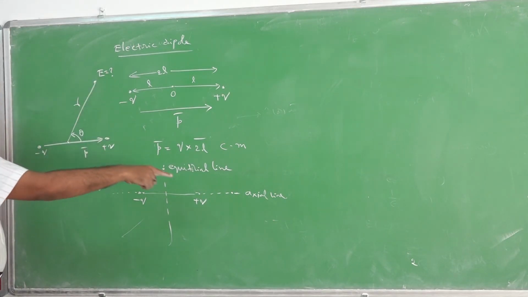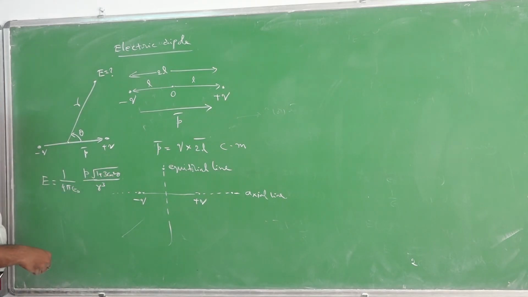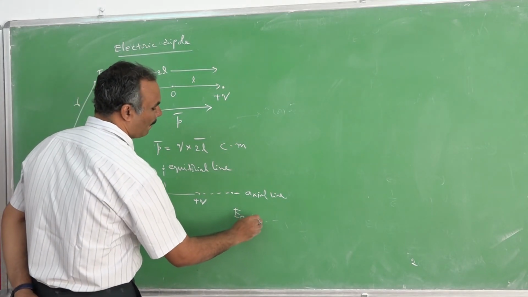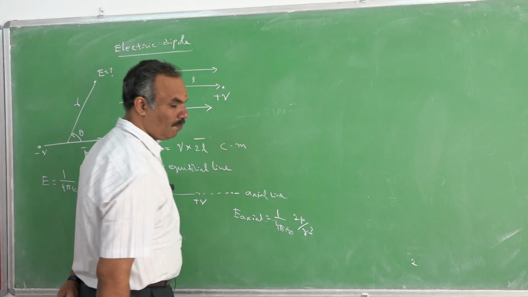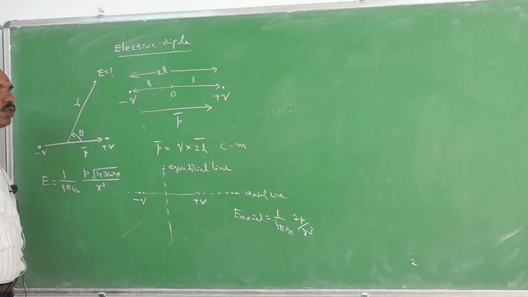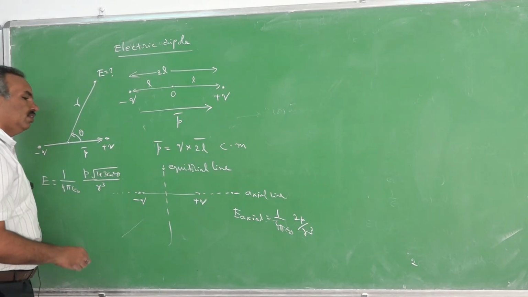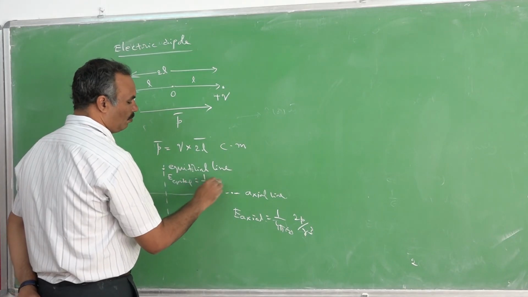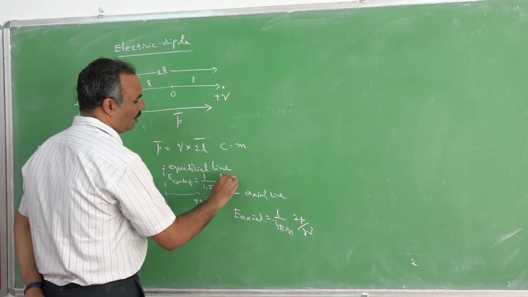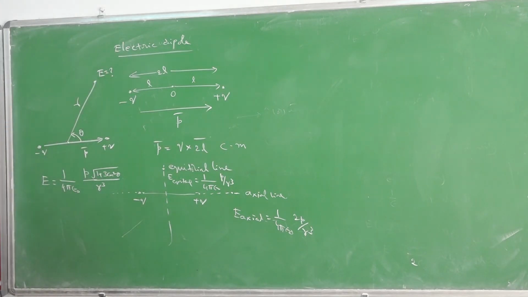If this point is located on the axial line, theta is 0. When you take theta as 0, E at an axial point is given by 1 by 4 pi epsilon naught, 2p by r cube. Similarly, if the same point is located on the equatorial line, theta becomes 90, cos 90 is 0, then E on the equatorial line is 1 by 4 pi epsilon naught, p by r cube. So by taking E on the axial line, E on the equatorial line, or the electric field at any point due to a dipole, you can solve any problem.